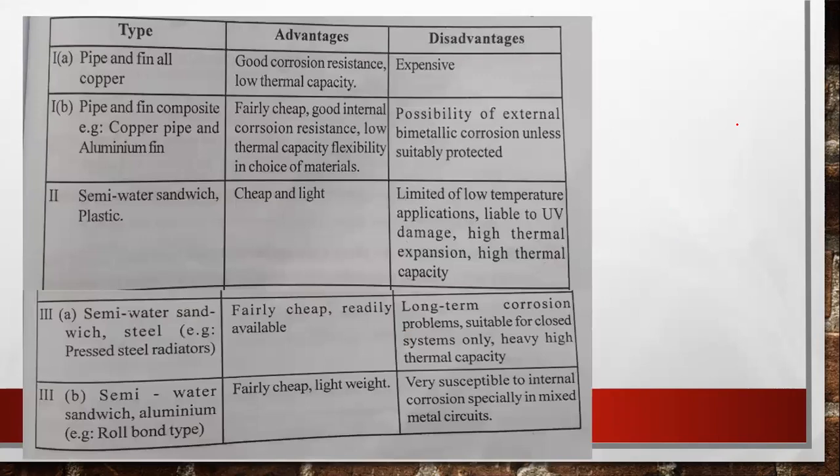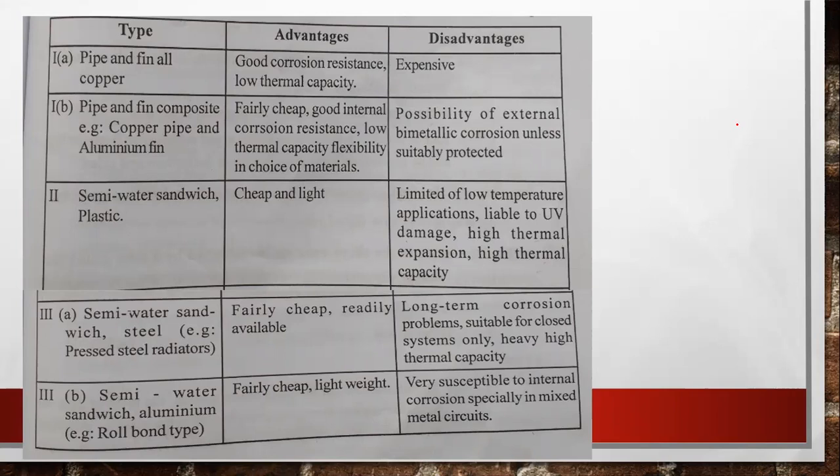Now let us see what the advantages and disadvantages of the flat plate collector are, based on the type. The first type is based on pipe and fin, all copper, liquid type. Good corrosion resistance and low thermal capacity are the advantages. The disadvantage is that it is more expensive. Copper pipe and aluminum fin is cheap, with internal corrosion resistance, low thermal capacity, and flexibility in choice of material.